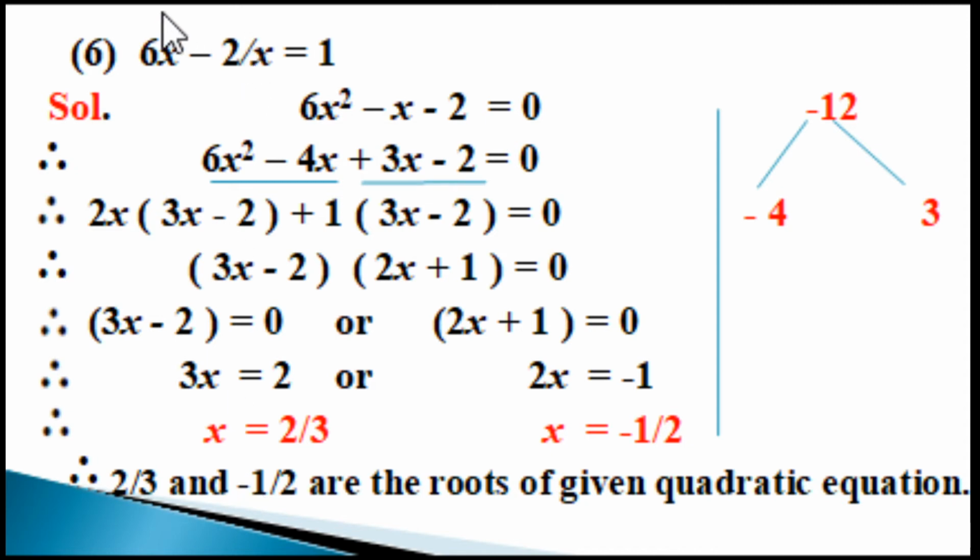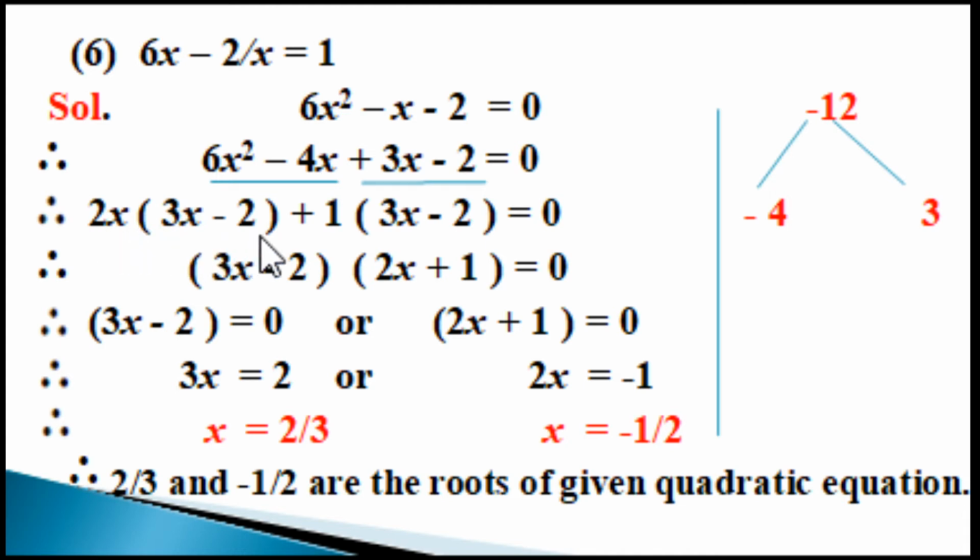Question number 6: 6x minus 2 upon x is equal to 1. Here also we simplify this by multiplying x to 6x and 1. So 6x square minus x minus 2 is equal to 0. Here the factors are minus 4 and 3. So we get 6x square minus 4x plus 3 minus 2 is equal to 0.